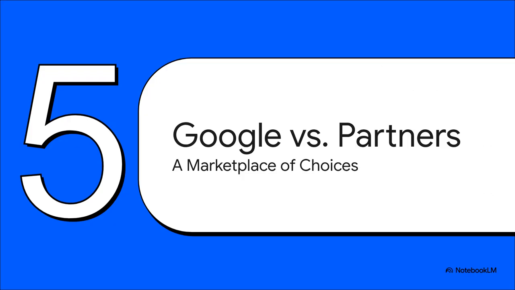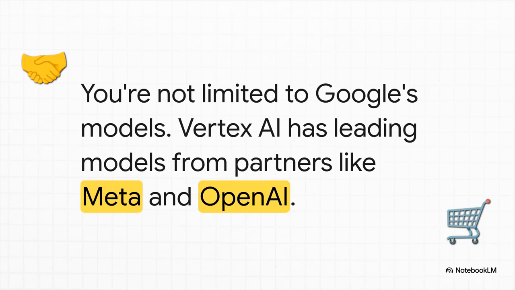But here's where it gets really interesting. You aren't just locked into using Google's models. Vertex AI is a true marketplace. It gives you direct access to some of the leading models from other huge players in the AI space. Honestly, this is a complete game changer for developers. You can run models from companies like Meta and OpenAI right inside the Google Cloud ecosystem. What this means is you can pick the absolute best tool for your specific job based on performance, special features, and, of course, the price.